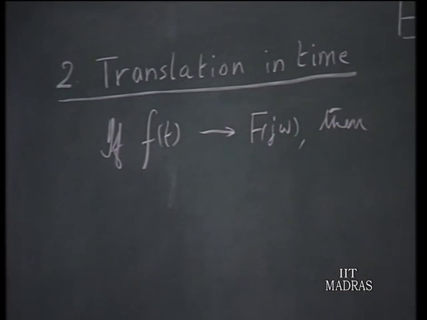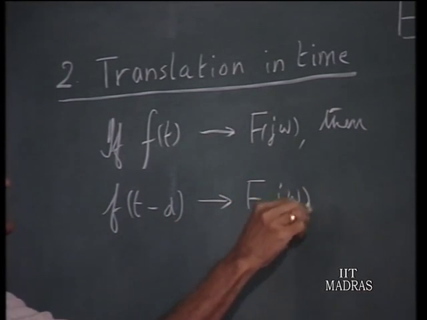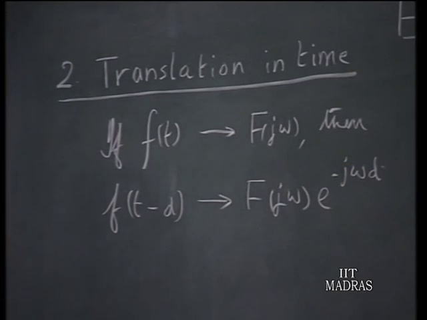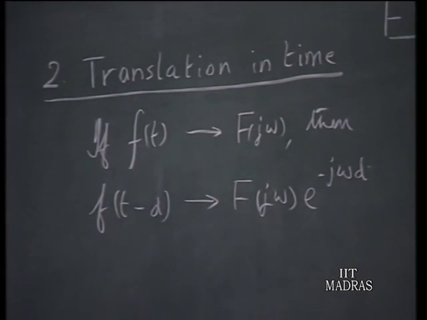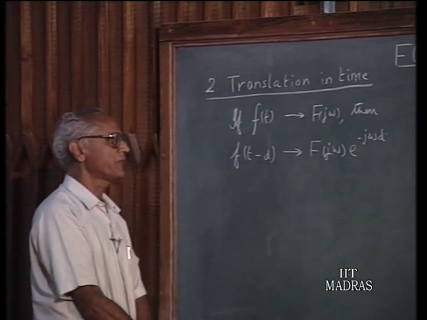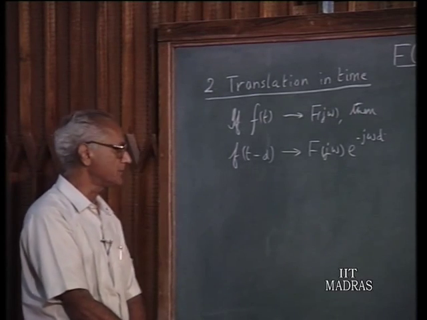the same function shifted in time, translated in time by an amount d, f(t minus d), will have a Fourier transform which is F(j omega) multiplied by e to the power of minus j omega d. And we observed that the magnitude spectrum of f(t minus d) and f(t) remain one and the same, meaning only the phase spectrum gets shifted. The phase in fact gets smaller by an amount omega d, proportional to omega.